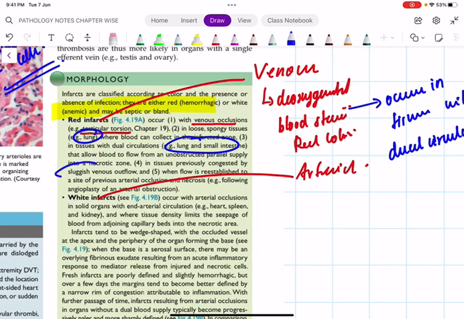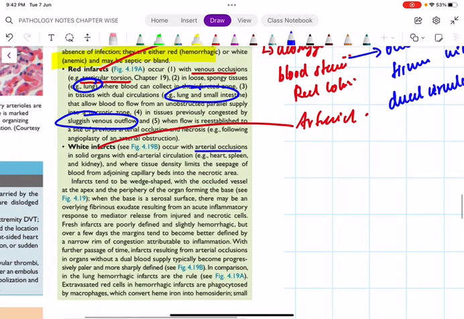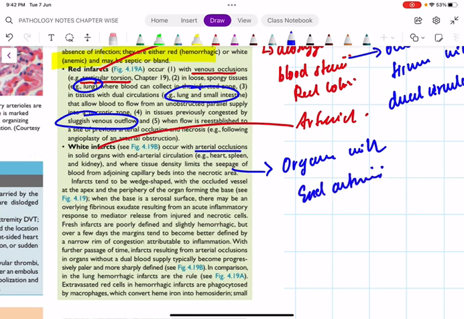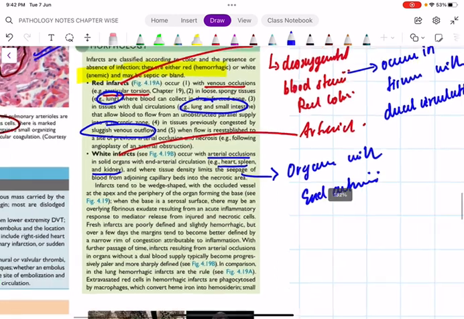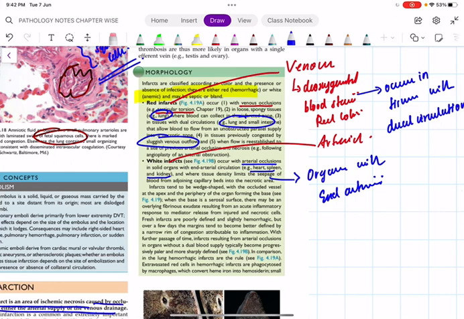Yes. Because of sluggish venous outflow. Whereas white infarct occurs with arterial occlusion, I told you. They occur in organs with end arteries. What are end arteries? No anastomosis. Heart, spleen, kidney. So, whenever you hear the word red infarct, remember lung, testis, small intestine, dual blood supply, venous drainage occlusion. White infarct, end artery supply, that is heart, spleen and kidney. Arterial occlusions.